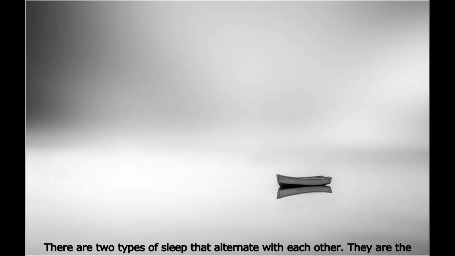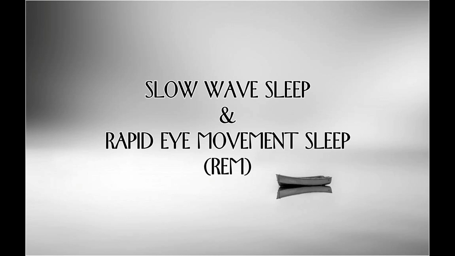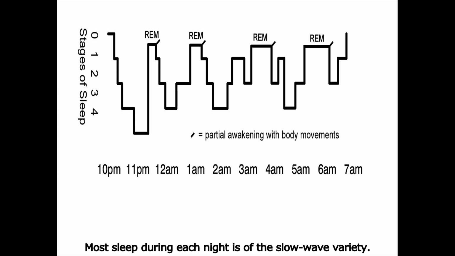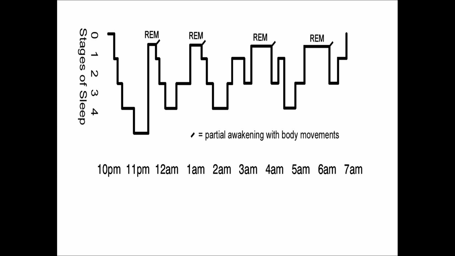There are two types of sleep that alternate with each other. They are the slow wave sleep and the rapid eye movement sleep, which is also known as the REM sleep. Most sleep during each night is of the slow wave variety. REM sleep, on the other hand, occurs in episodes during sleep and occupies about 25% of the sleep time. Each episode normally recurs about every 90 minutes.